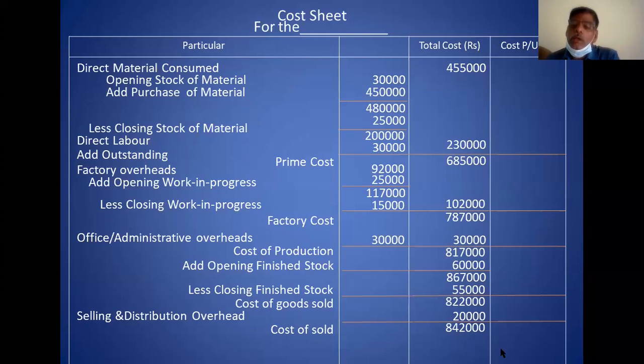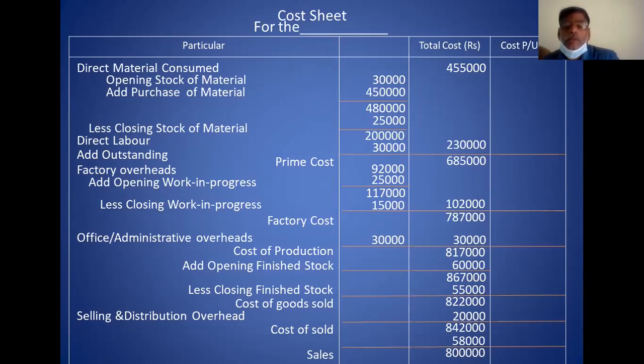Then you leave one line and take the sales. That is, sales is 8 lakh. Okay, sales is 8 lakh. Then difference is 58,000. This 58,000 is called as, just a minute, I will check.